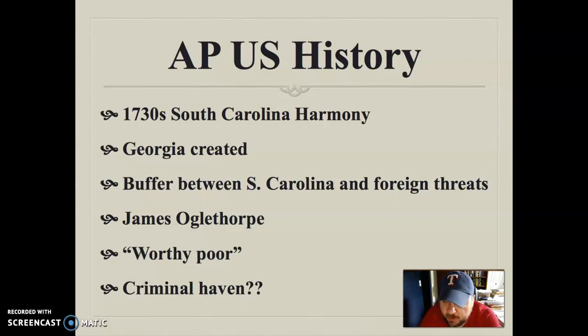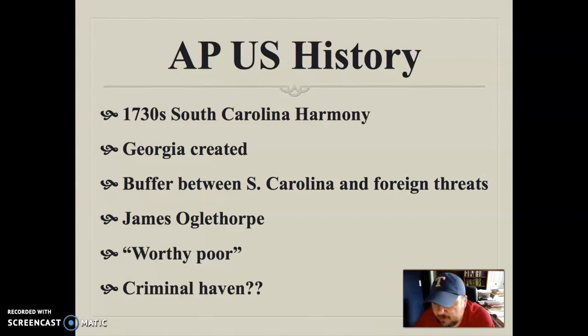Georgia was really a good piece of news for South Carolina. It provided a buffer between South Carolina and those foreign threats in Florida. So on the map, if you know South Carolina, Georgia is directly south, and then Florida would come right after Georgia. So there is a nice buffer between that threat. James Oglethorpe and a couple of his buddies were given proprietorship to govern Georgia as they saw fit.